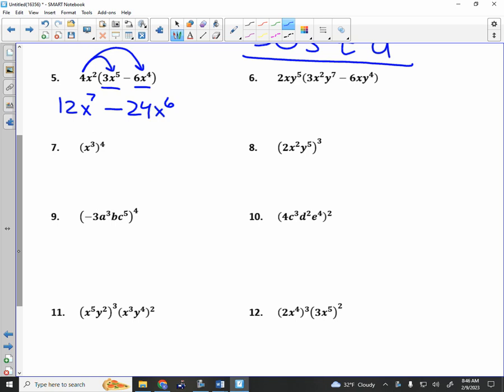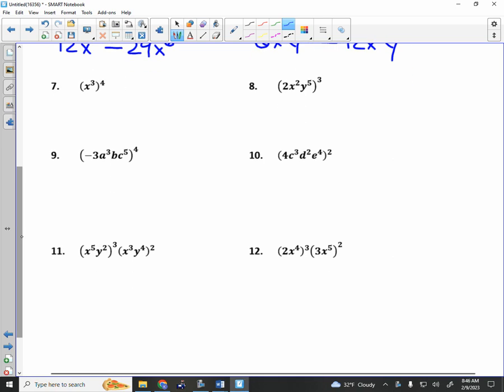As you distribute number 6, we should get a 6x to the 3rd, y to the 12th, minus 12x squared, y to the 9th. Okay. We all okay there? So that's multiplying.